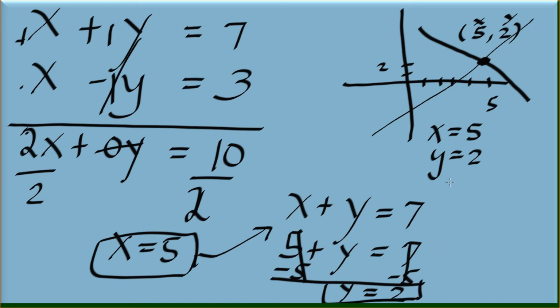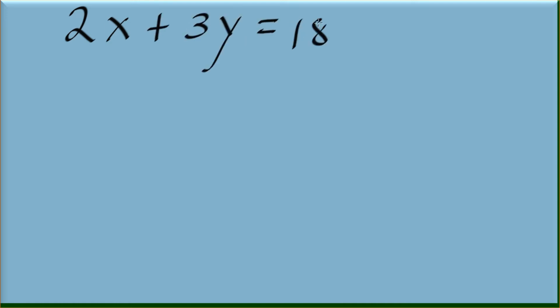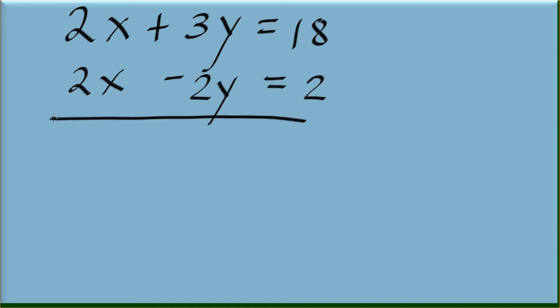All right, so let's look at the second example. Say we have 2x plus 3y is equal to 18. And then 2x minus 2y is equal to 2. Now in this example, we again go back to the idea that we have to eliminate one of the variables so that we can solve for the other variable.